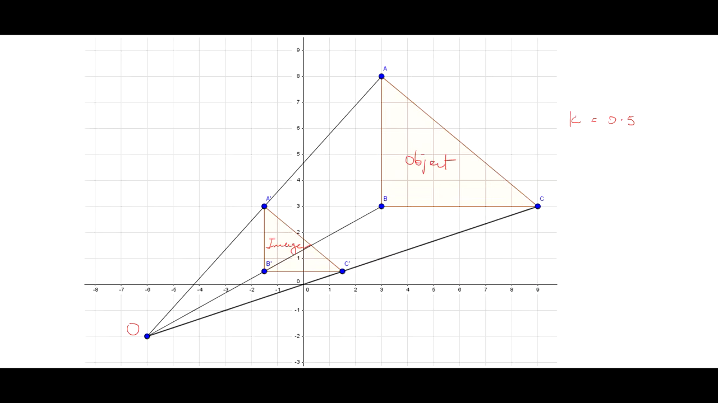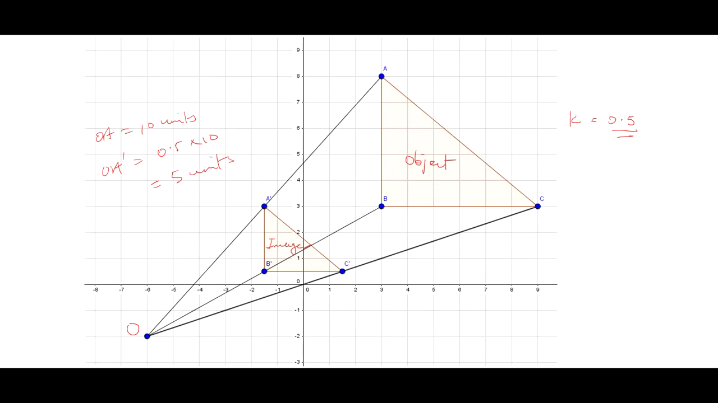Okay, I didn't explain how to find the actual image. If you know OA, you would have measured that with your ruler, and then we're going to multiply by 0.5, our scale factor. So if OA, I'm just putting a number here, was 10 units, it means that OA prime would have been 0.5 multiplied by 10, which is equal to 5 units. We can use our ruler to measure that distance in order to locate the point A prime.